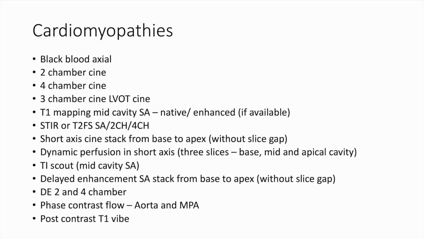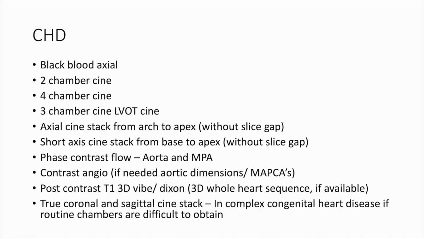The imaging protocol for cardiomyopathies is similar to viability with the addition of STIR images to look for myocardial edema and T1 and T2 mapping if they are available. In congenital heart diseases, in addition to the regular sequences, an axial cine stack is obtained for RV volumes and a contrast angio is done to look for aortic dimensions and MAPCAs. A post-contrast 3D T1 is also done if it is available.